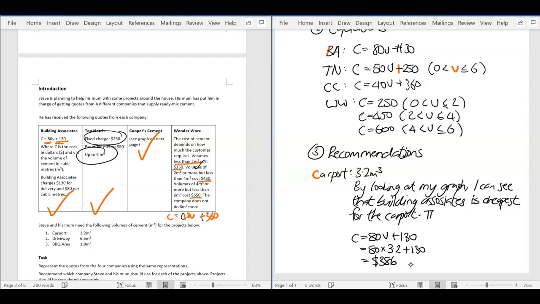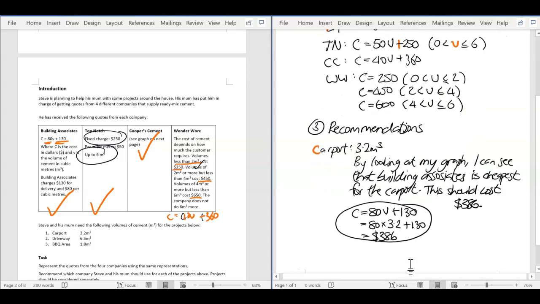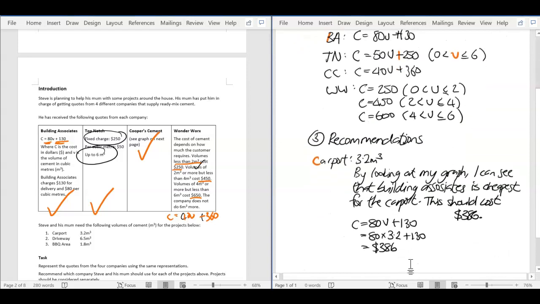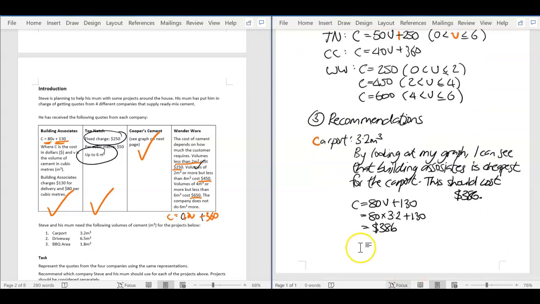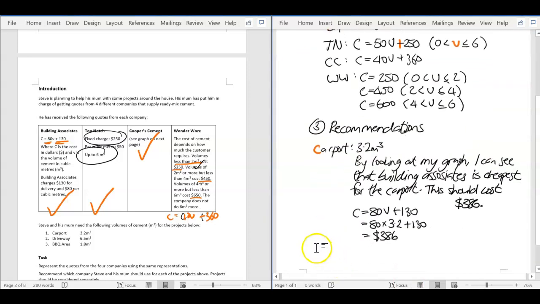And we're just going to add a sentence. This should cost $386. Just a reminder, without this working, you're going to struggle to pass because your numbers might be a little bit off. You can get it from the graph, but we must do that by itself. Okay, so we've done the first recommendation.